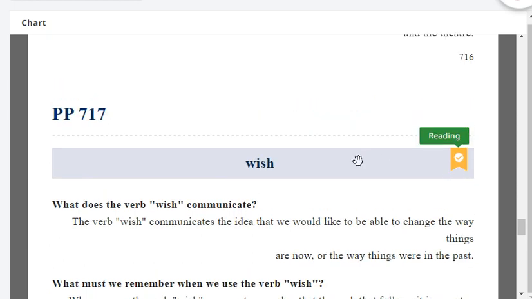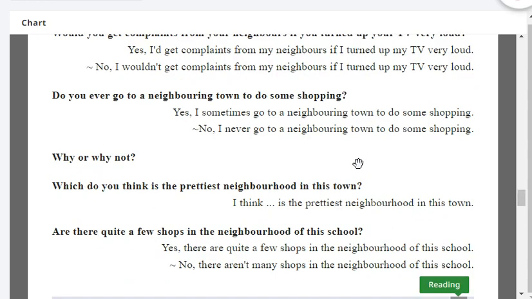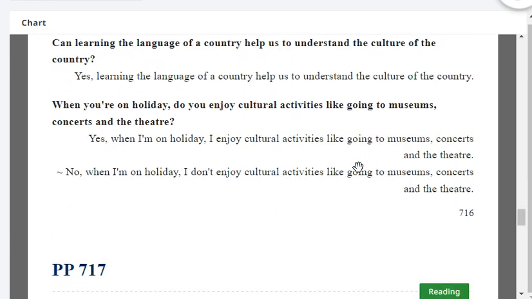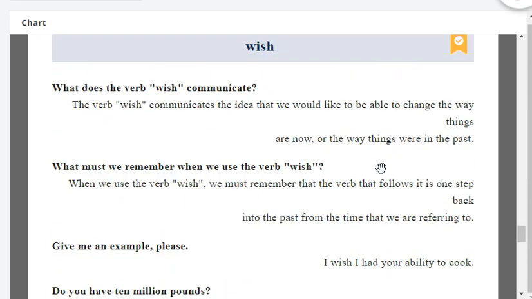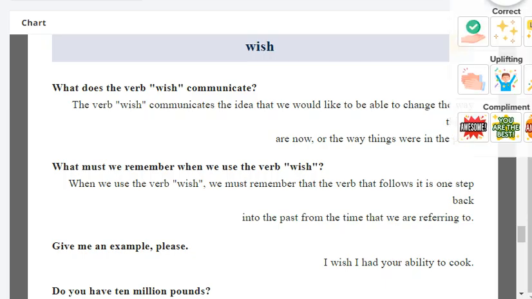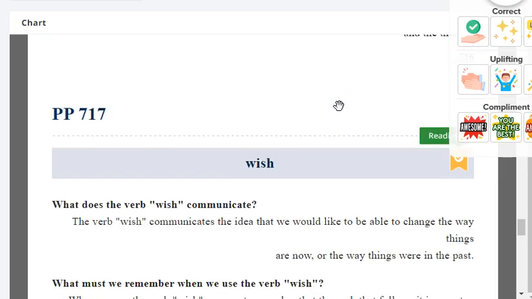Okay, so we start at page 717, and let's start with wish.